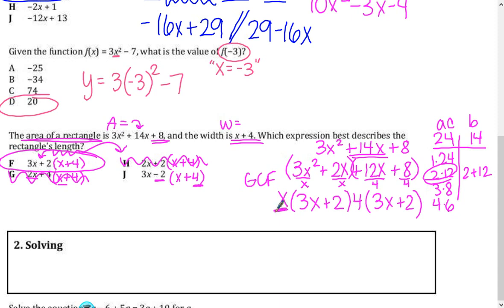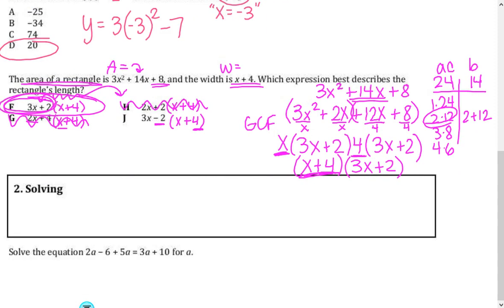So I take what's left over on the outside. That is an x and a positive 4. And then one of the matching twins, 3x plus 2. So I already knew this factor. That was the given width. And so my new factor, or my length, would be that 3x plus 2.